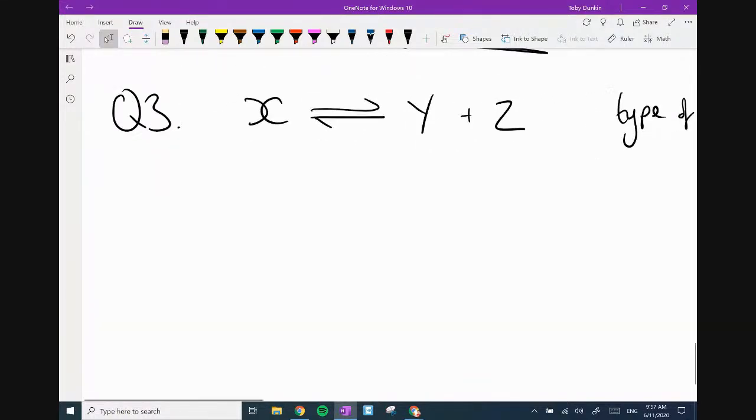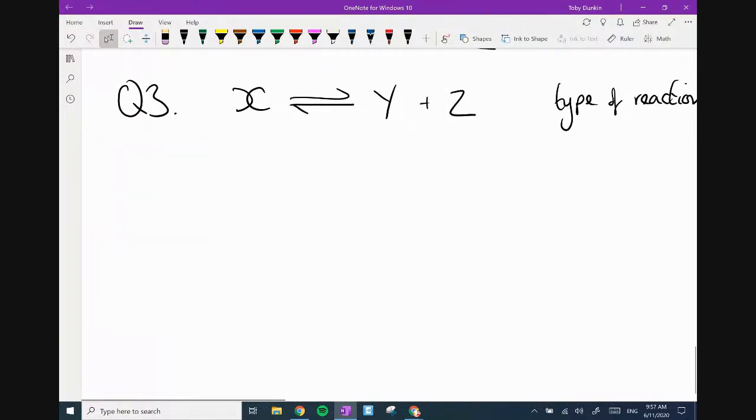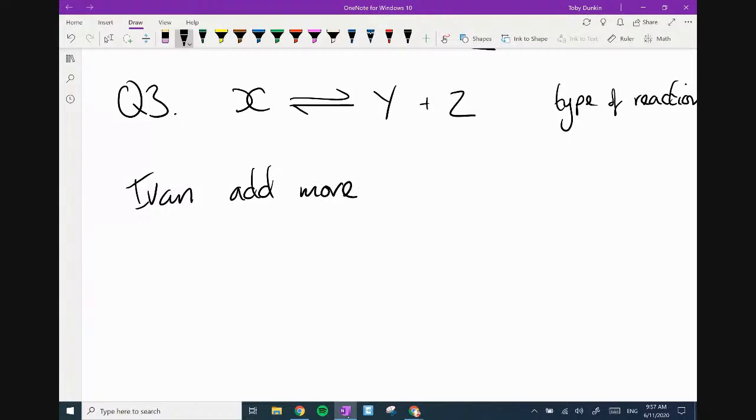Okay, so thermal decomp. So what we're going to do is we're going to have Ivan add more X. So by the way, this is the same as concentration. Yeah, and I'm doing this kind of deliberately. Ivan adds more X to the closed system.